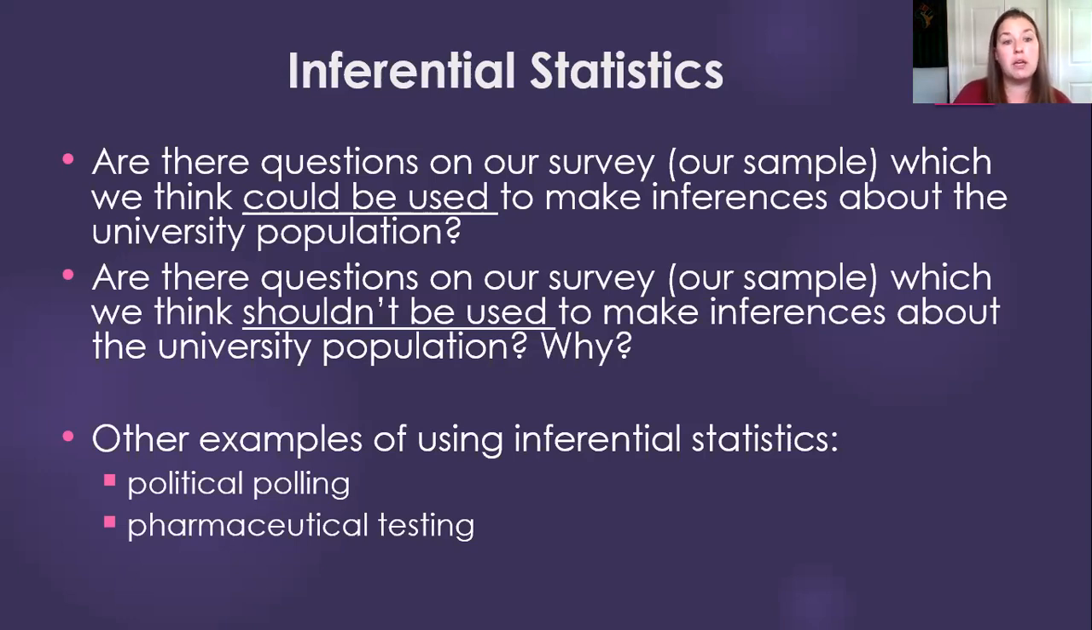However, we can ask then, are there questions on our survey which we think shouldn't be used or wouldn't be appropriate to use to make inferences about the whole university population? And what would those be and why? I would say primary major is probably one of the most important ones, right? Or academic class is a big one. We know that people tend to take this class when they're juniors, sometimes when they're seniors.